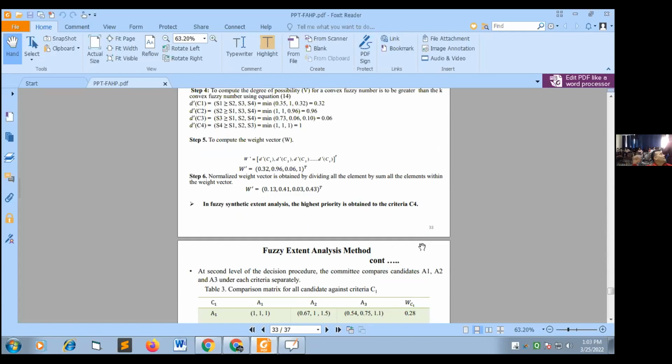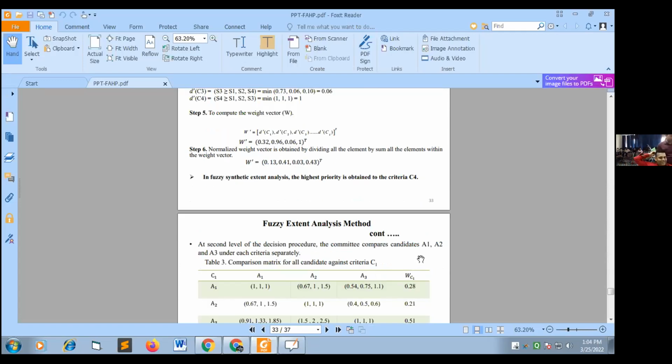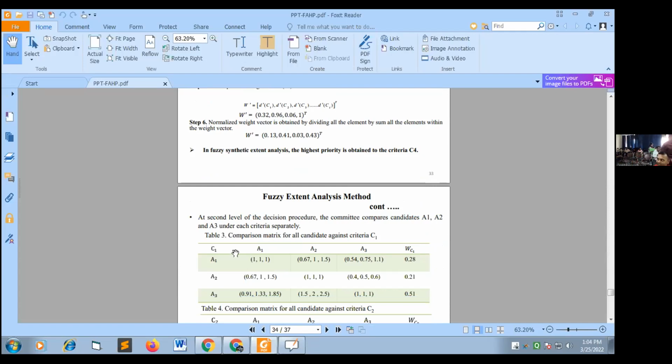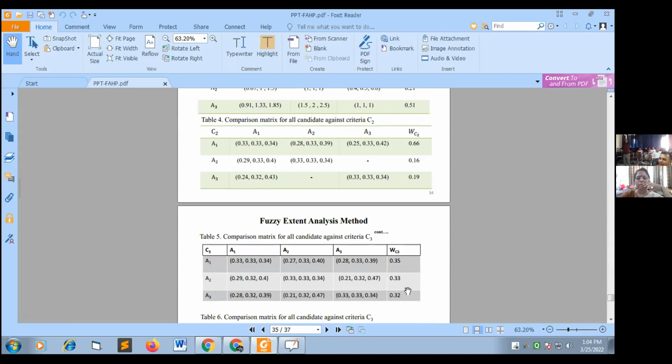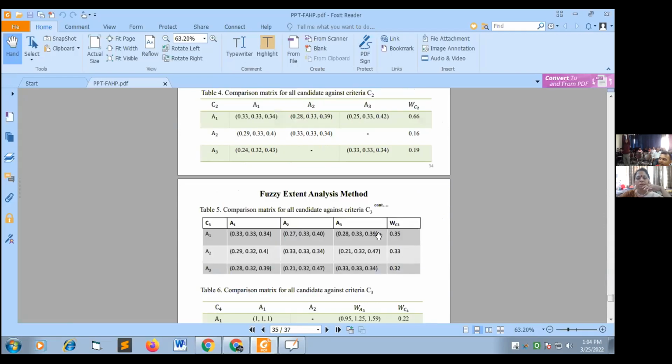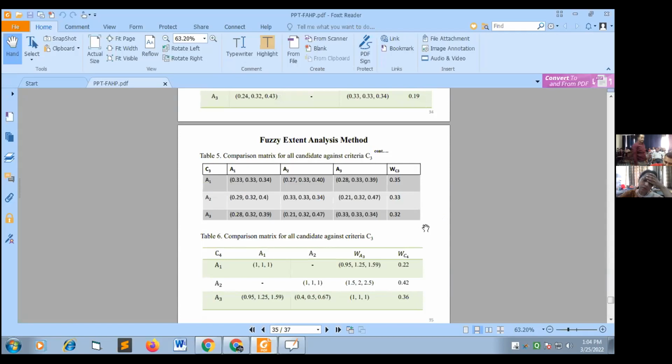At the second level, we can also decide how to select the candidate. The expert has to evaluate each candidate on the basis of our decided criteria C1, C2, C3. For C1, this is the pairwise comparison matrix. This is the pairwise comparison matrix for C2, and for C3 it is also a pairwise comparison matrix. So for each candidate, we have to find the weights on the basis of each criterion C1, C2, C3, C4.